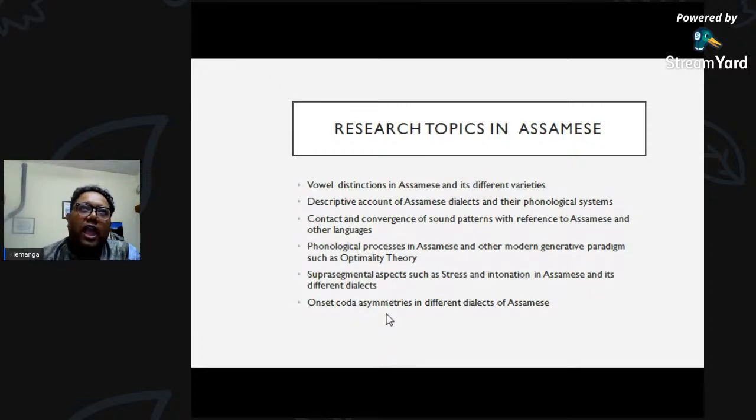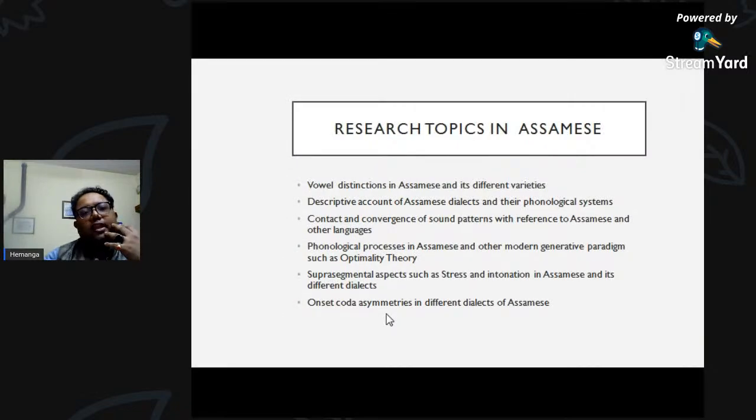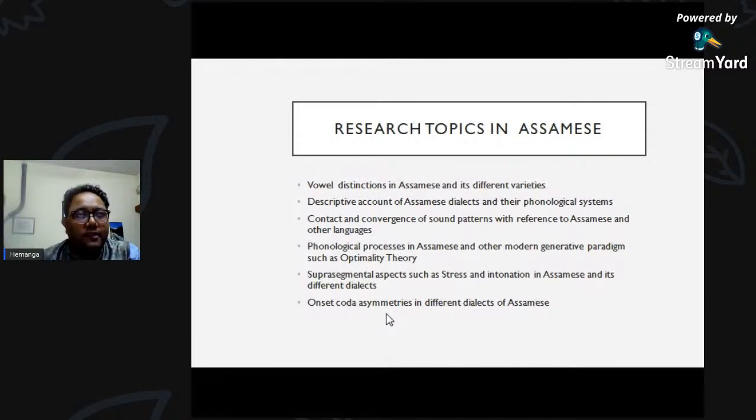So apart from these phonological processes, these are some of the things that you might consider for your research if you want to do a PhD, or some research in phonology and phonetics. First, vowel distinctions in Assamese and its different varieties. Why have I given the vowel distinctions? Because vowels are very much subject to change across the dialects. If we look at the dialectal alternations in different dialect varieties, we have seen that mostly languages undergo changes because of the vowels. Consonants don't make as much difference as vowel differences. So the vowel space and vowel distinctions we can establish.